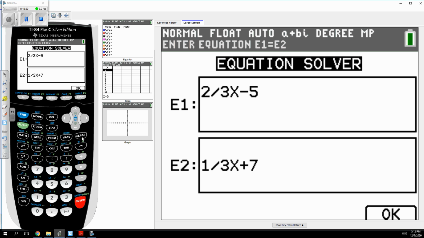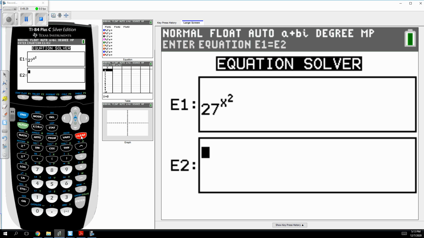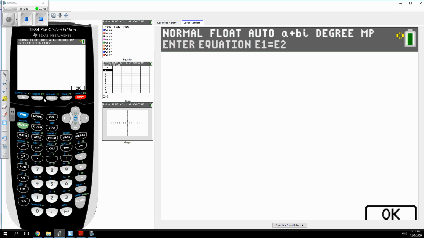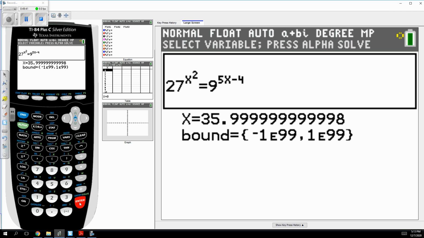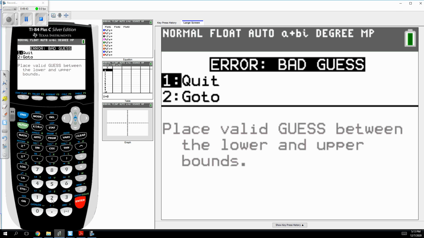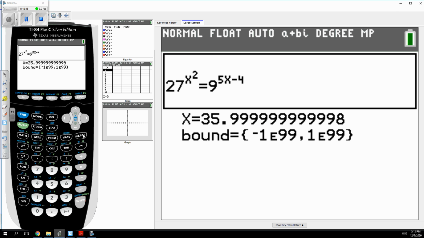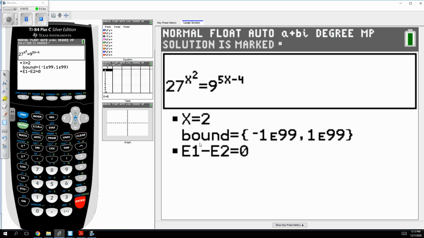But remember, there are 2 answers, so we go 27 to the power x squared. I ain't going to type n. And 9 to the power 5n minus 4. Okay, alpha solve. Bad guess. So what you do is you go close with the x to the answers. I just typed in 2 because I felt like it. There it is.